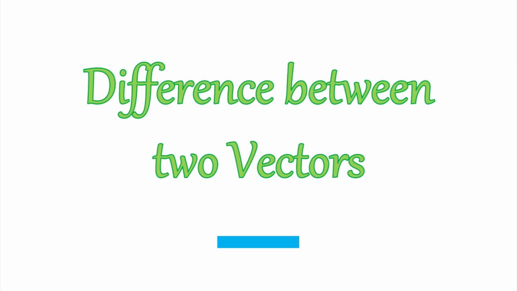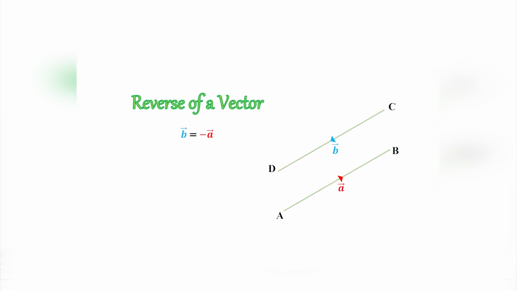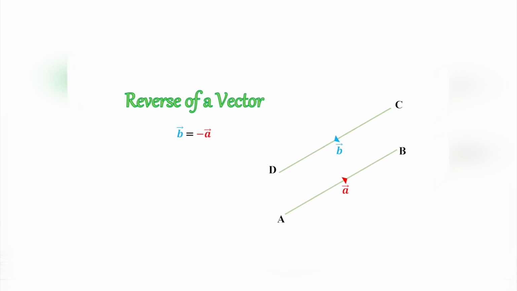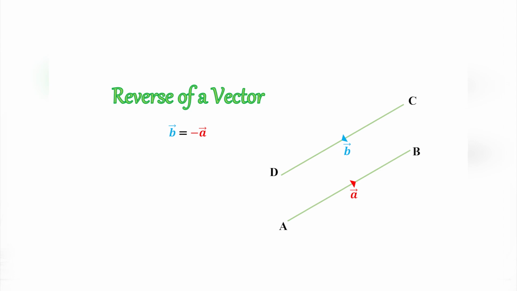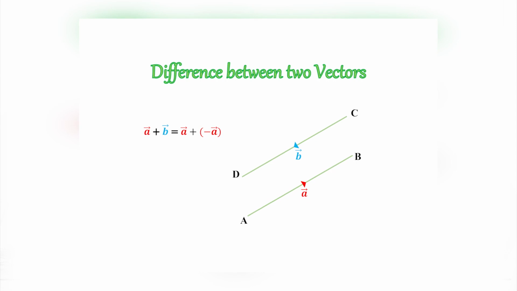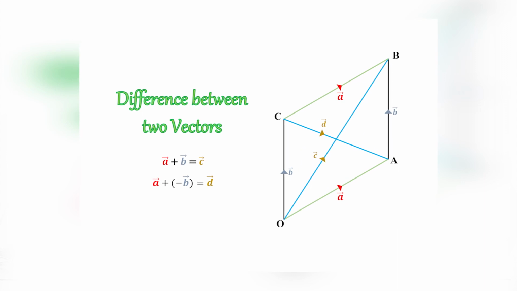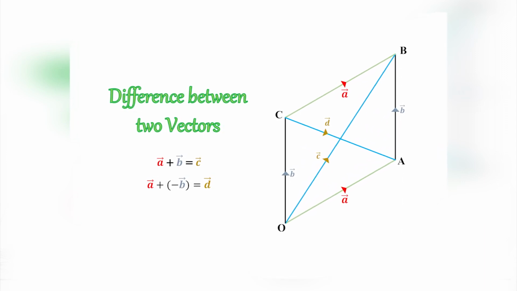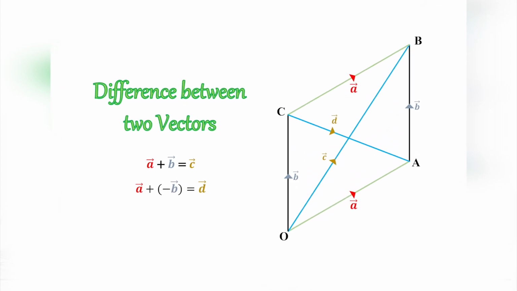Before learning about the difference between two vectors, we need to learn about the reverse of a vector. What is the reverse of a vector? If vector A is a vector, then its reverse, denoted by minus vector A, is defined as a vector having the magnitude of vector A and the direction opposite to the direction of vector A. The difference between two vectors is found by adding a vector and the reverse of another vector. If vector A and vector B represent the two adjacent sides of a parallelogram, then the diagonals are represented as vector A plus vector B and vector A minus vector B.